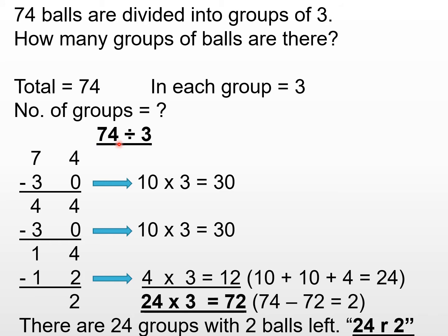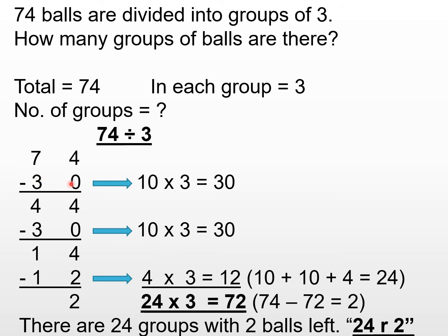We have to divide 74 balls into groups such that each group has 3 balls. So first of all, always start by writing the total number at the top, which is 74, and the second number, which is divided by 3, we have to divide it by 3, right? So first of all, let's consider that the total number of groups initially are 10. Okay, there are 30 balls and they will be divided into 10 groups.